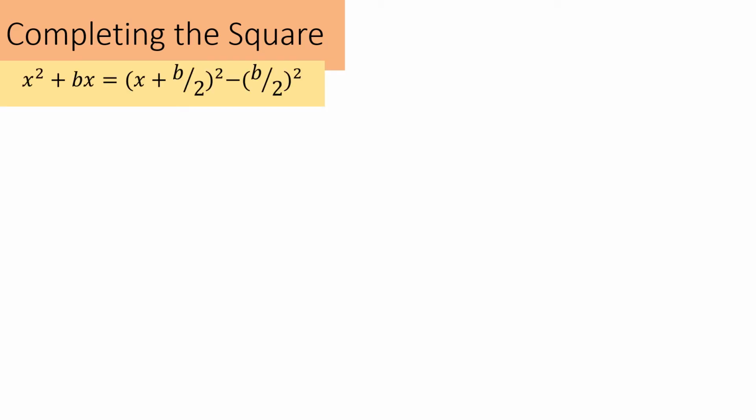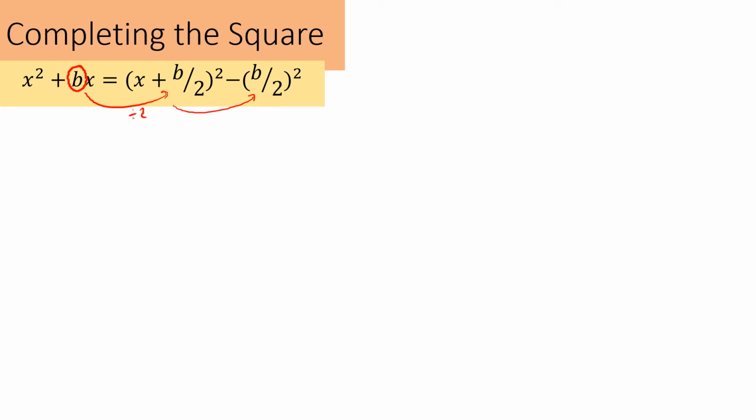So the formula is probably the place to start with here. This is what you should be familiar with from GCSE. x squared plus bx is (x plus b over 2) squared minus (b over 2) squared. Now, I think the important thing to remember there is that whatever this number is here, you halve it, and it goes there, and it goes there. That's really all you need to be thinking about.